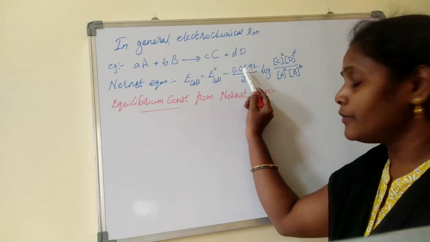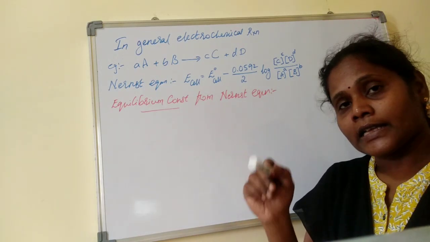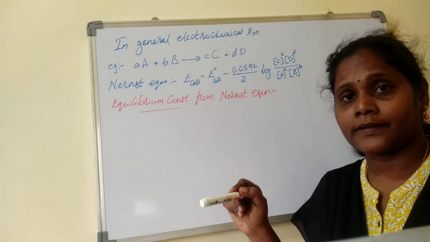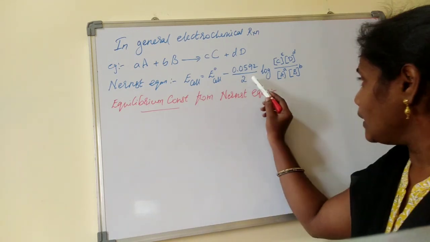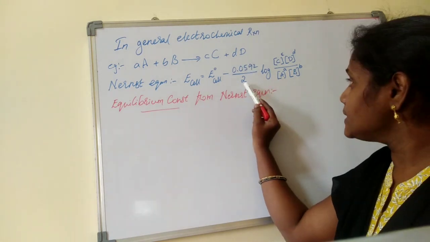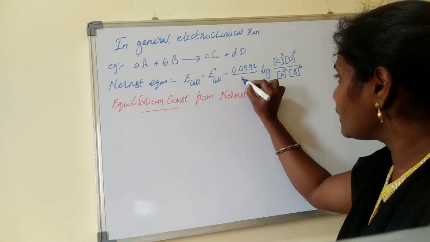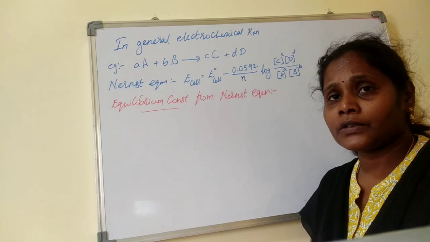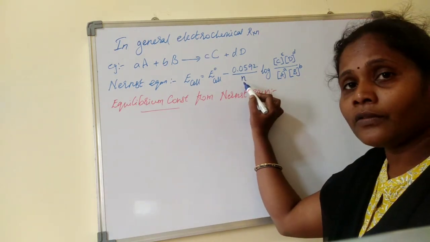0.0592. Actually this came from 2.303 R, the gas constant, T 298 Kelvin, by F, Faradays, 1 Faraday, 96500 value. So after substituting all those values, I got this. And this n is the number of electrons, because we don't know in any given reaction equation how many electrons will be transferred, right? That will be n is equal to the number of electrons.